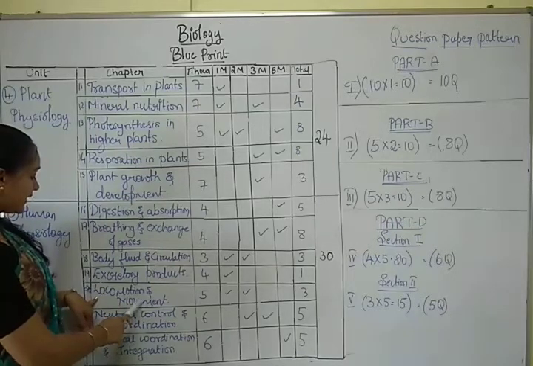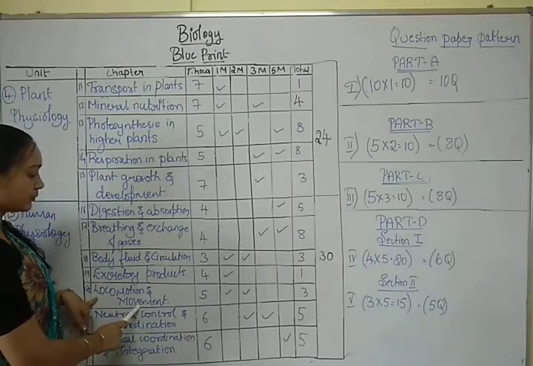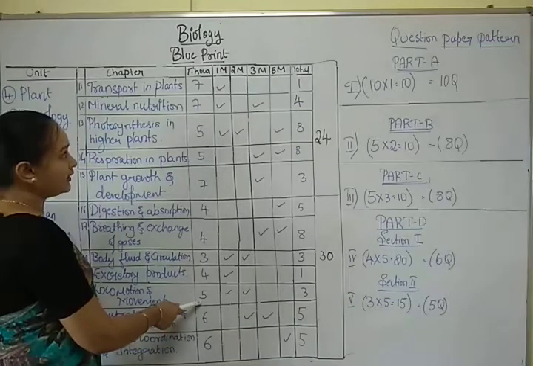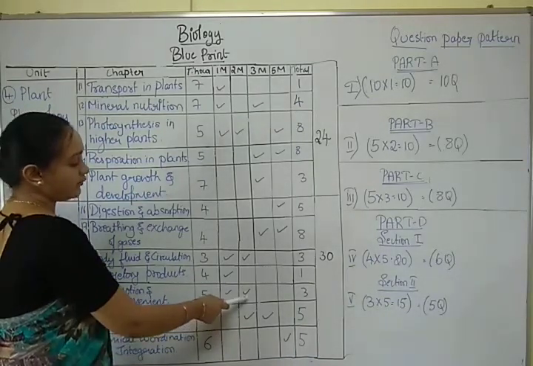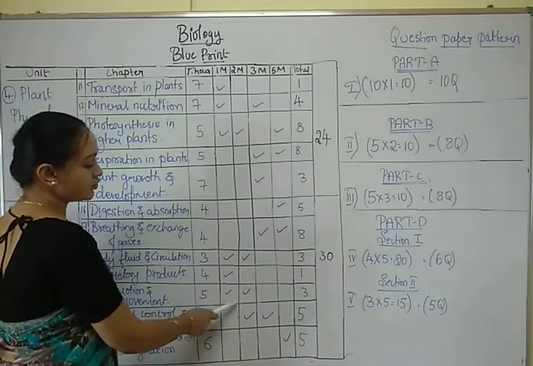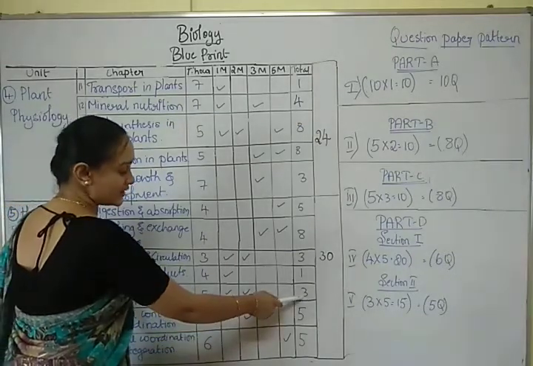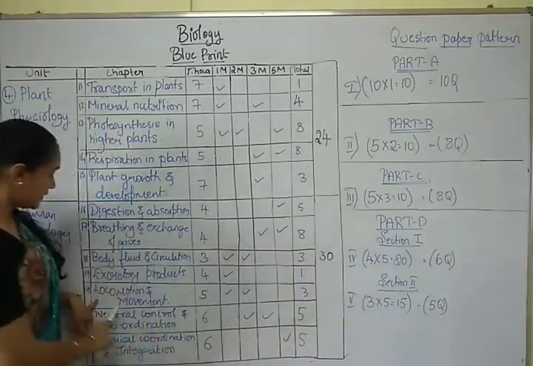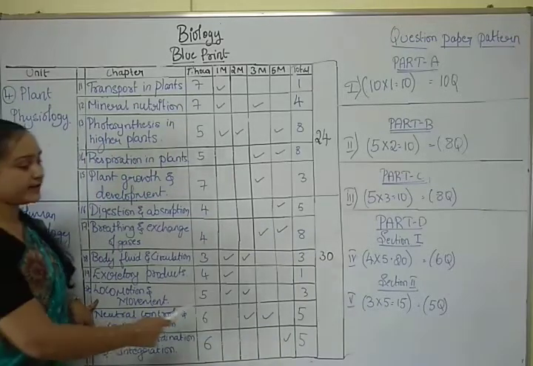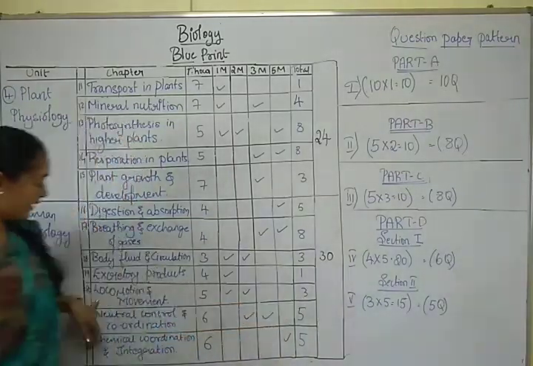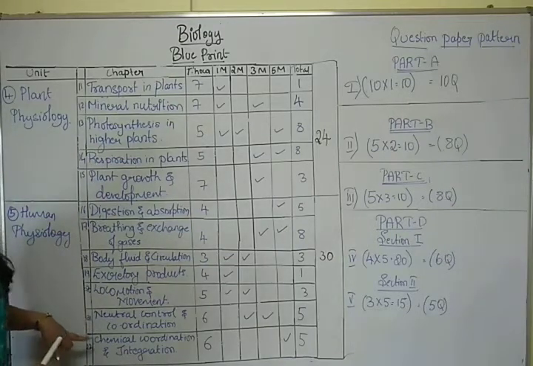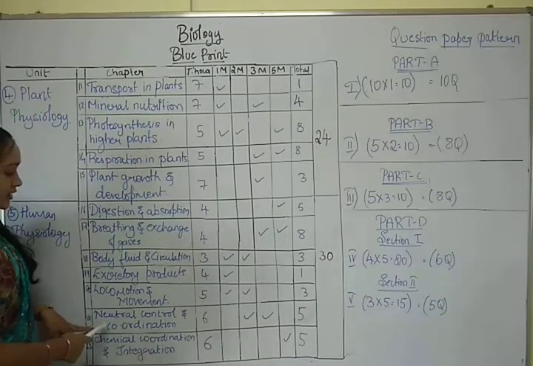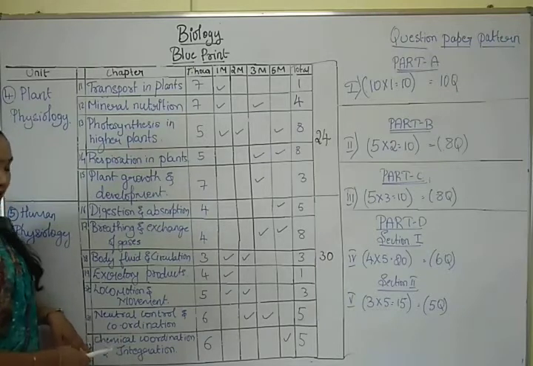The next chapter is locomotion and movement. The number of teaching hours is 5. One question for 1 mark and 1 question for 2 marks. So 1 plus 2, it is 3. So for this chapter, locomotion and movement, the weightage is 3 marks. And the next chapter in the unit of human physiology is neural control and coordination.